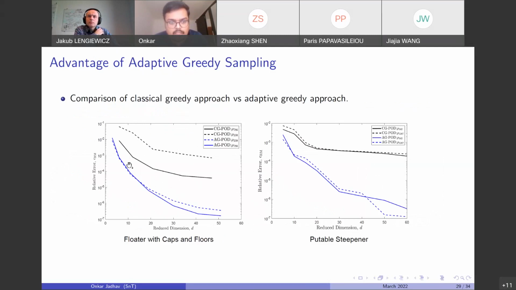This problem is well overcome by the adaptive greedy approach, my developed adaptive greedy approach. You can see that the relative error is already of order 10 to the power of minus 4 with just a reduced dimension d equal to 10 for both the floater and steepener examples.